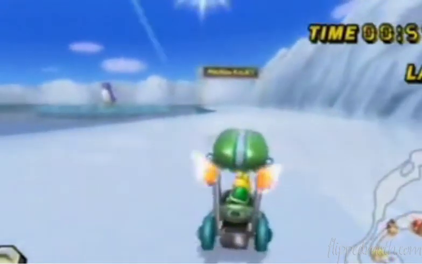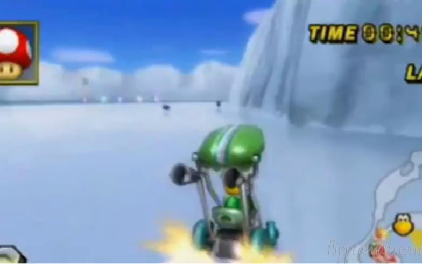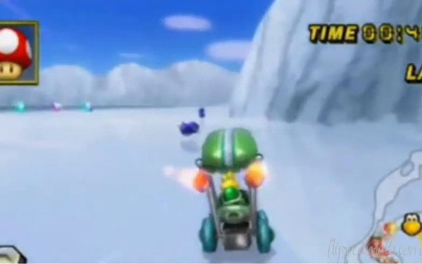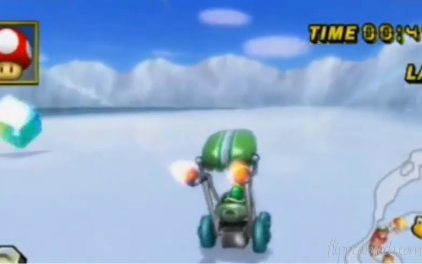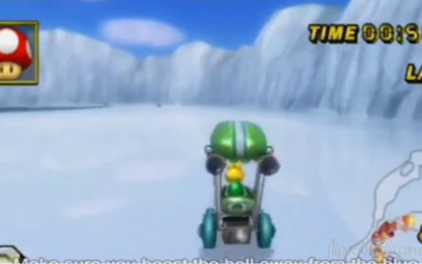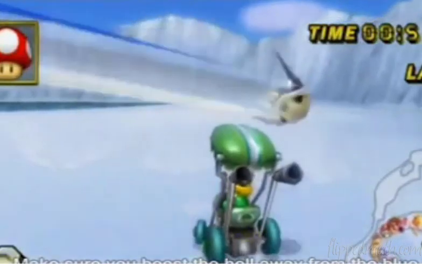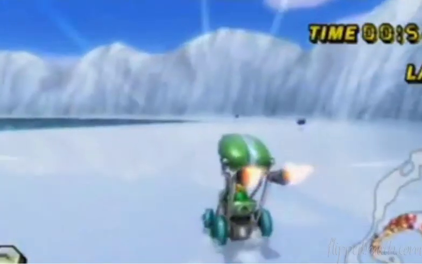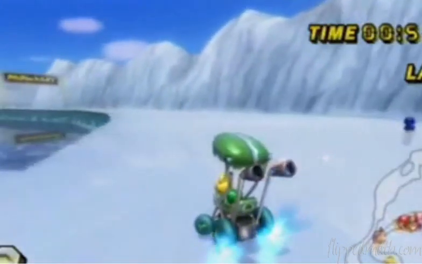All right, so I had to show you how to dodge the blue shell. This is top secret. Here we go, slow motion. Watch, you got a little mushroom. Here comes the blue shell. Take off right now. See ya! Top secret Mario Kart move.